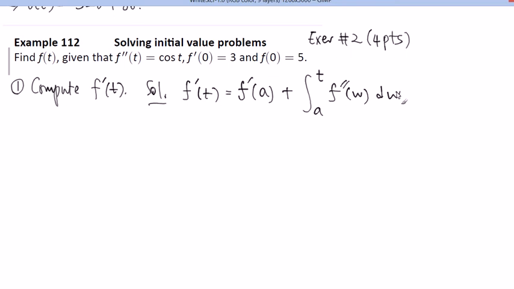Make sense? Now what's a here? Is that 3 or 5? Are you sure you say a is 3? a is 0, right? It's not 3 or 5. a is 0. The time t equals 0. Alright? So that's your first part of the exercise.